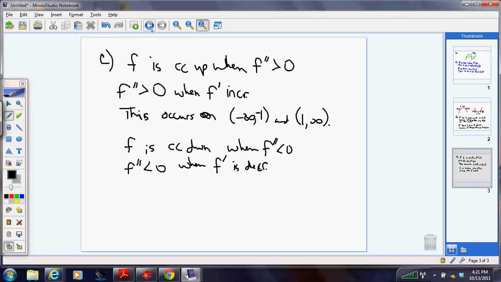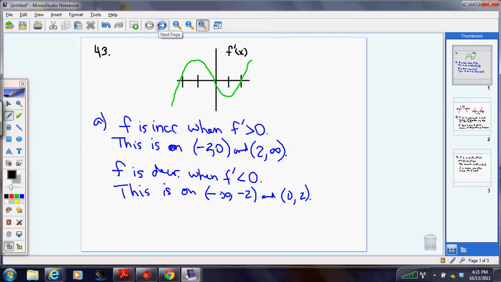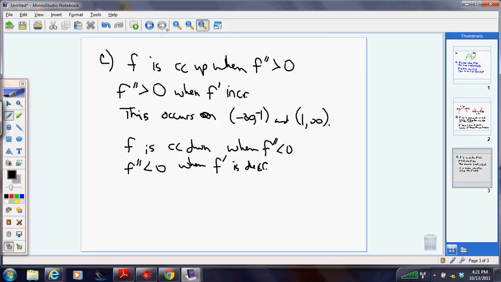So if we go back to the graph, we see that f prime is decreasing only from negative 1 to 1. And so that would be the only part where the graph is concave downward. So this is on negative 1 to 1.